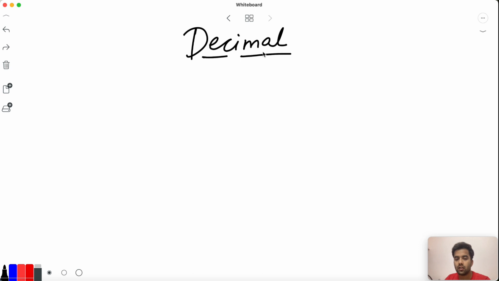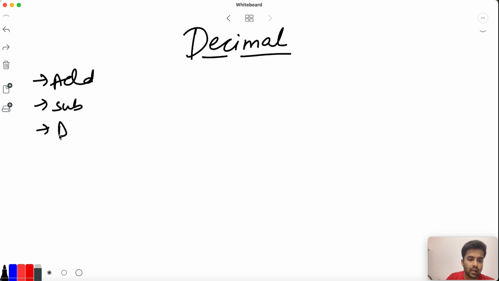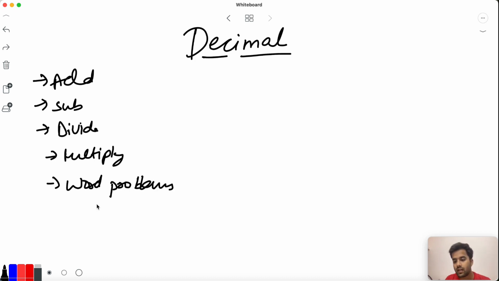In this chapter mainly four topics will be there, and with the help of these four topics the syllabus will be covered. Let me recap first. Addition of decimals will be there, subtraction, division, and the last one is multiplication. Based on these, simple questions and word problems will be there. Shall we start with the first topic, which is the addition part? So now start with addition.